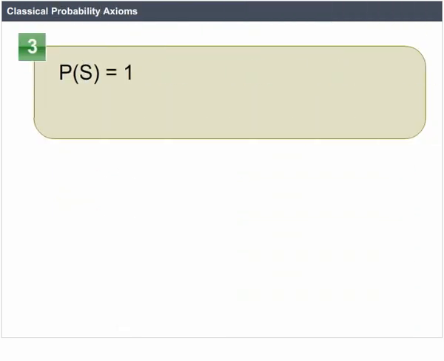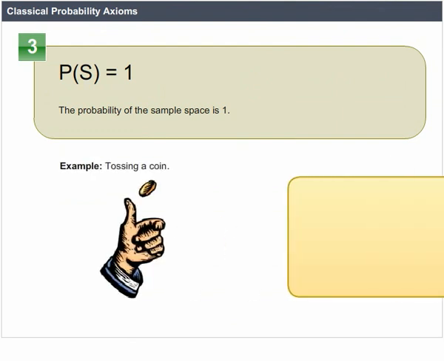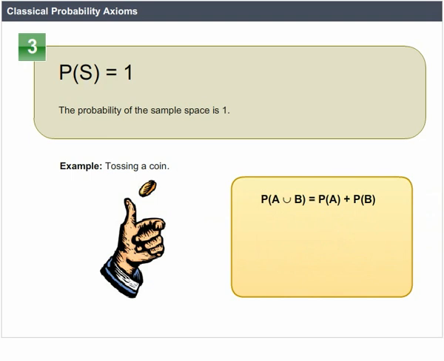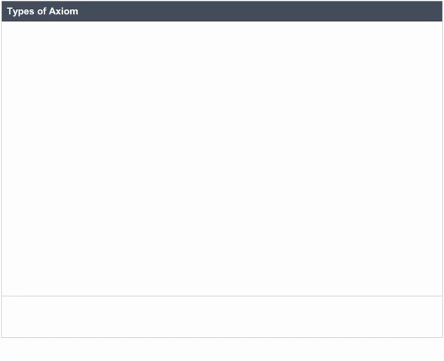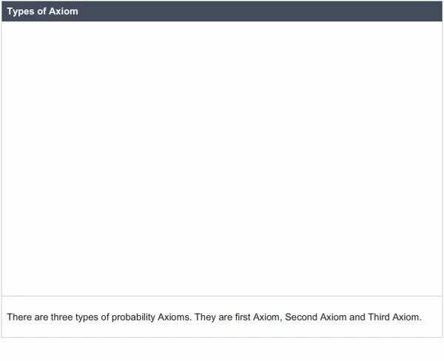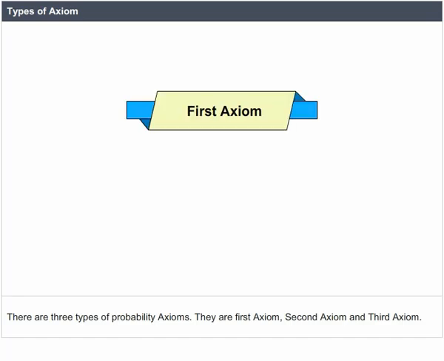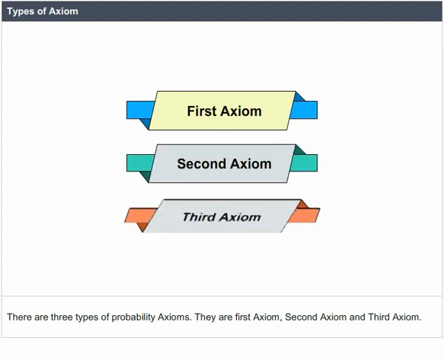Then P(S) equals 1, which is called total probability. The probability of the sample space is 1. P(A union B) is equal to P(A) plus P(B), equal to 1/2 plus 1/2 equals 1. Types of axioms: there are 3 types of probability axioms. They are the first axiom, the second axiom and the third axiom.